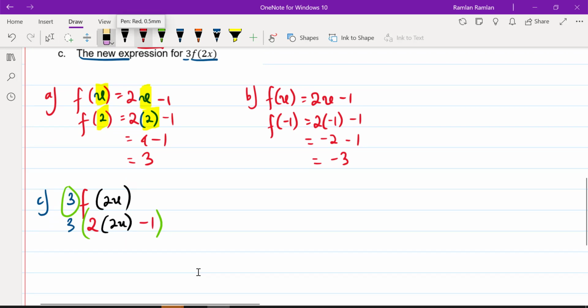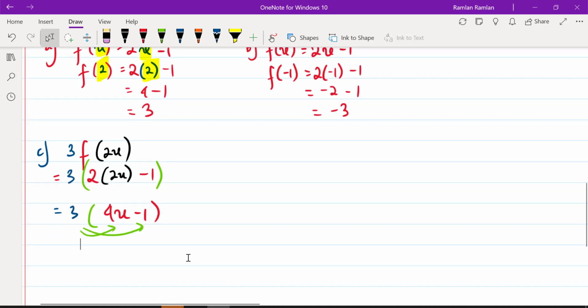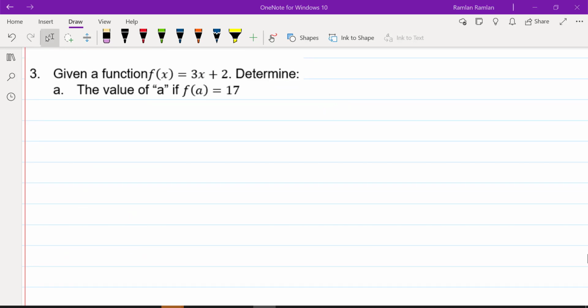Now for this one, you can just expand the bracket. I suggest that if you must expand the bracket, but you can simplify the one inside the bracket, then do it first. So I'm going to simplify this first. The 3 stays there, and 2 times 2x becomes 4x, so there'll be 4x over here, and minus 1. Then we can expand the bracket by multiplying, and we get 3 times 4x is 12x, and 3 times minus 1 is minus 3. That's it.